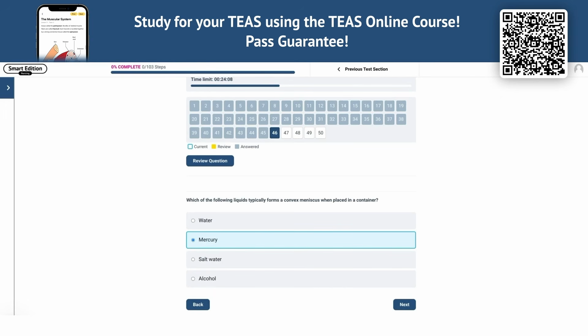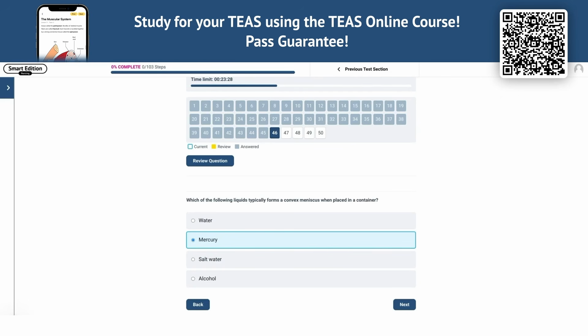So mercury forms a convex meniscus when placed in a container because it has really strong cohesive forces, which is basically an attraction between mercury molecules, and it has weak adhesive forces, which is attraction between mercury and the container surface. This causes the mercury to basically stick to itself more than to the sides of the container, which is where that curve happens. That's called convex at the edges.